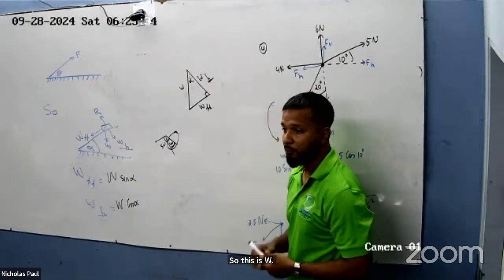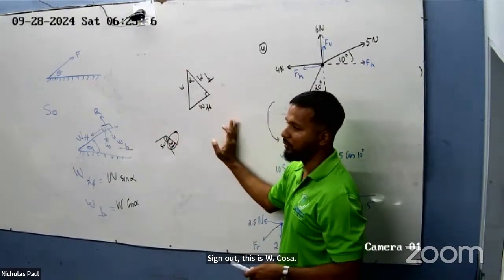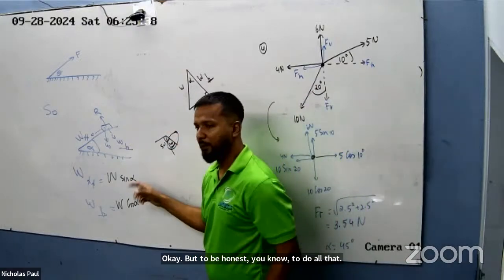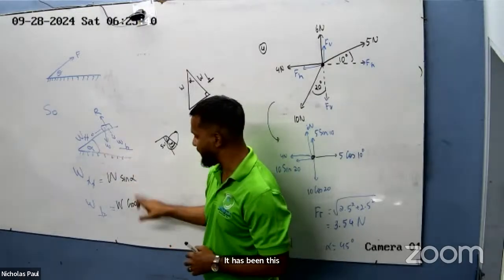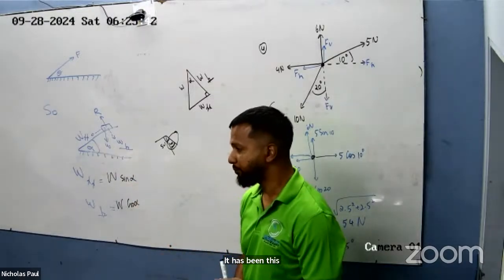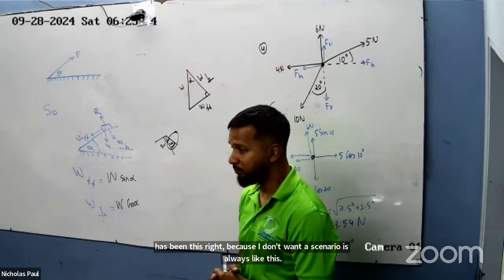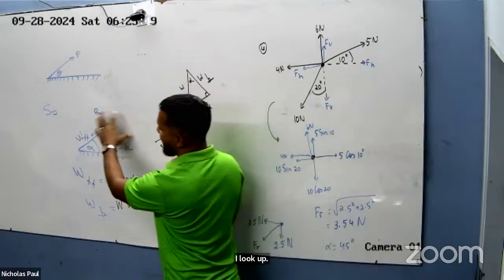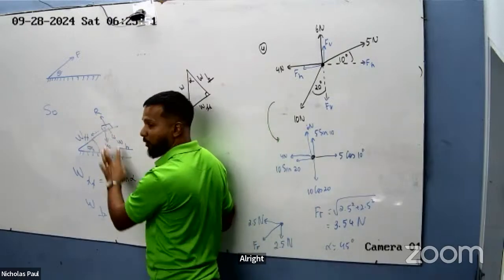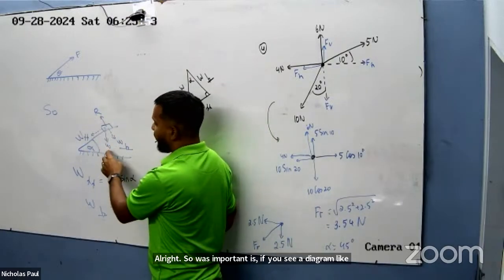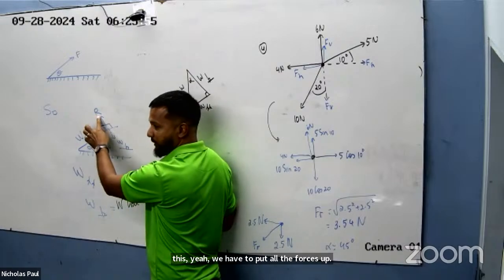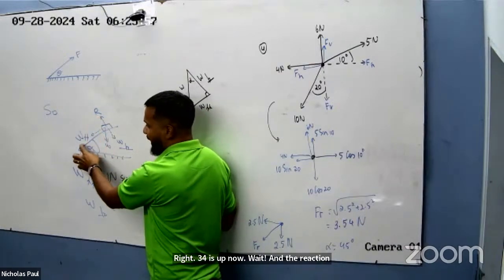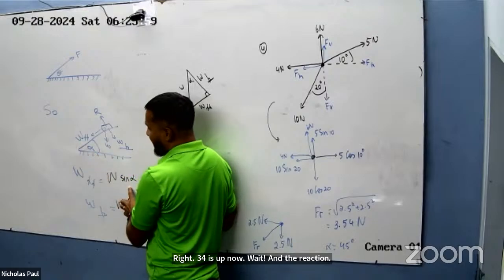But to be honest, you don't really have to do all that. Okay, let's learn this, because I know the scenario is always like this. Are you okay with that? So what's important is if you see a diagram like this, you have to be able to put in all the forces acting. The forces acting are the weight and the reaction force. And the component of weight acting parallel to the plane is W sine alpha, and perpendicular is W cos alpha.